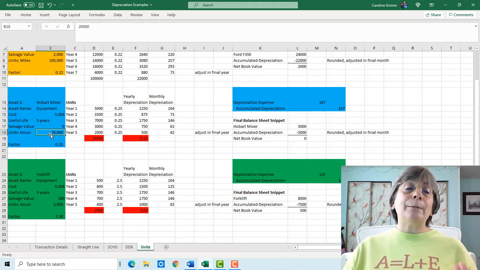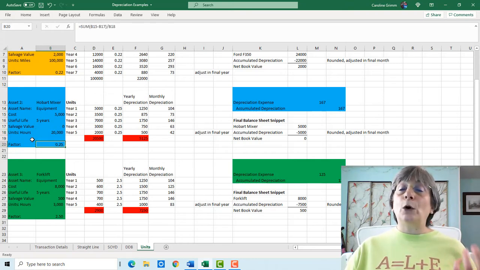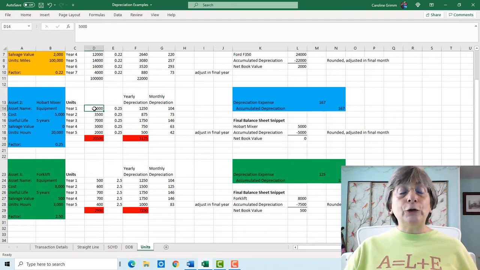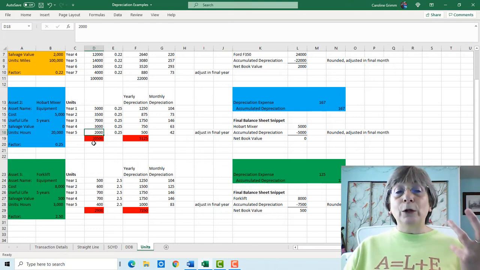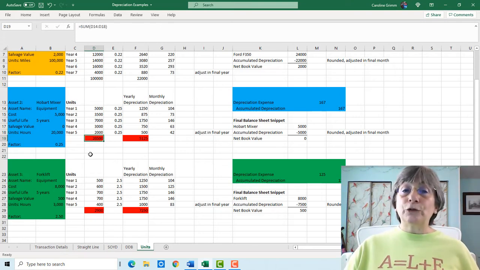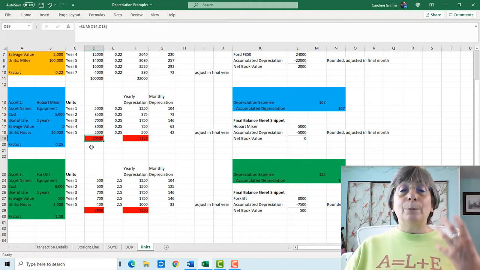And then we divide that by our hours of 20,000 hours. It gives us a factor of 25 cents per hour. And then here in our usage section, in the first year, we used it 5,000 hours. Second year, 3,500, 7,000, 3,000, 2,000. Now, spoiler alert, that equals 20,500 hours. So we are using more hours than we estimated.